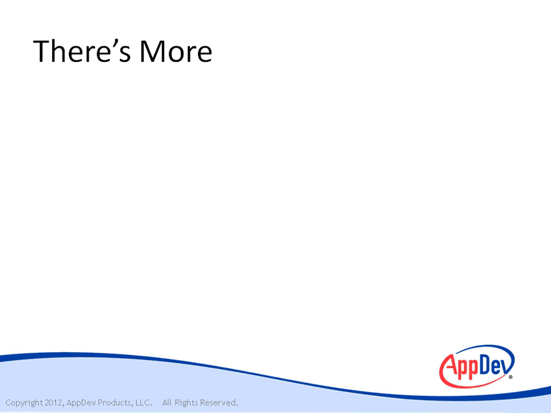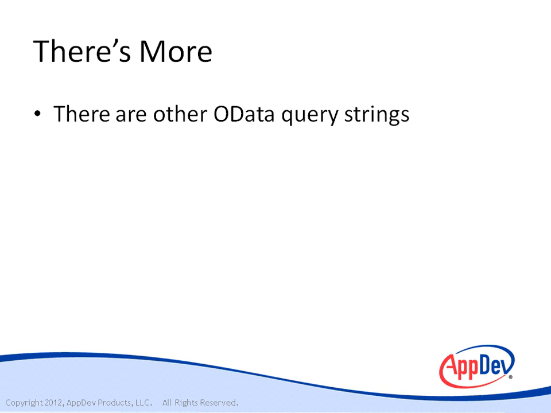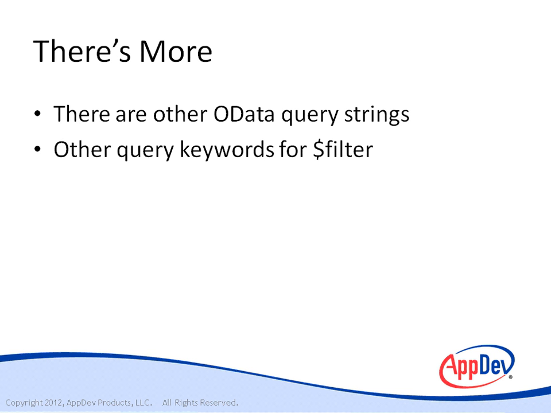There is more that you can do with OData besides just the things that I've shown you. These are just the most common things and the ones that lend themselves best to client-side filtering. There are, for example, other OData query strings. We covered a few keywords, but if you go to the OData website, you'll see there's many more query strings that you can use to do different things with your data. There are other query keywords for filter.